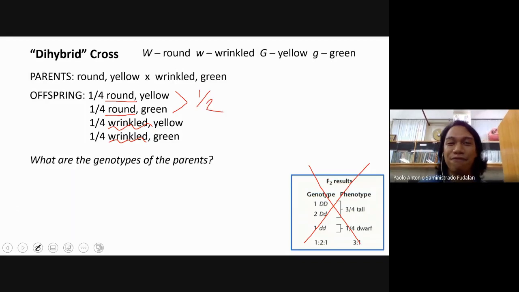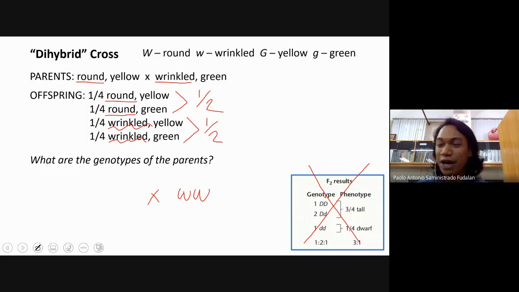That's one half. One half of the offspring is round. And if you look at the wrinkled, that's 1/4 plus 1/4. That's also one half of the offspring is wrinkled. And if you look at your parents' phenotype, you already have a round and a wrinkled. So if we analyze this, the second parent is already wrinkled. So there's no question there. It's small w, small w.